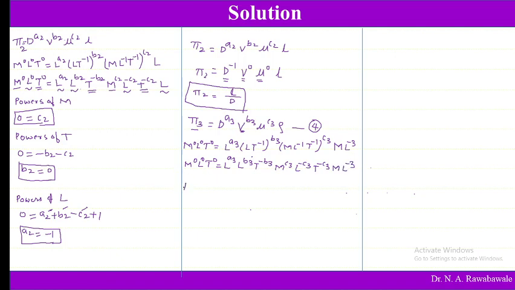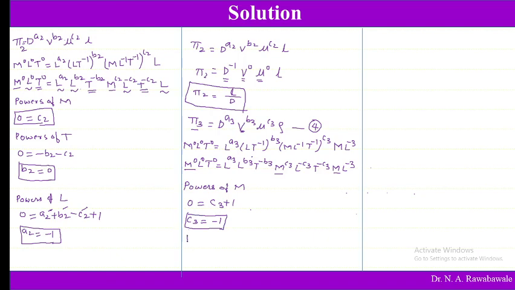So collecting powers of m, we get here 0 is equal to c3 plus 1. So c3 is equal to minus 1.